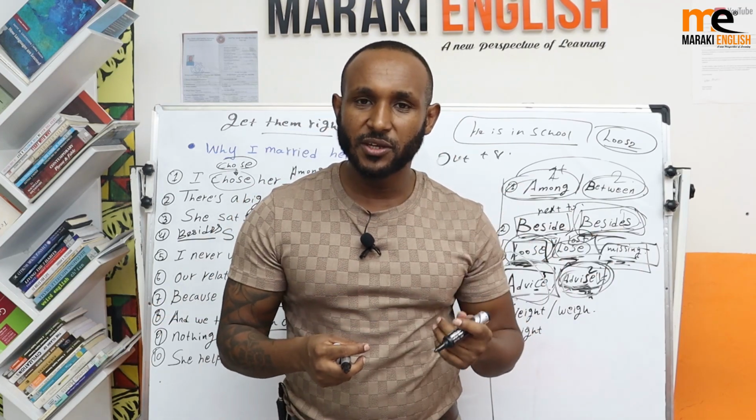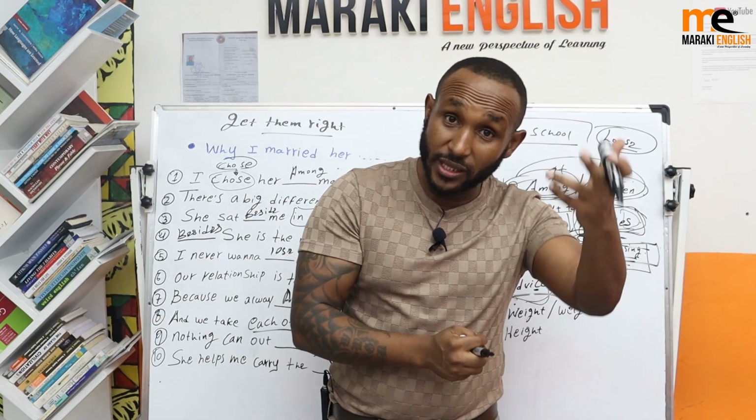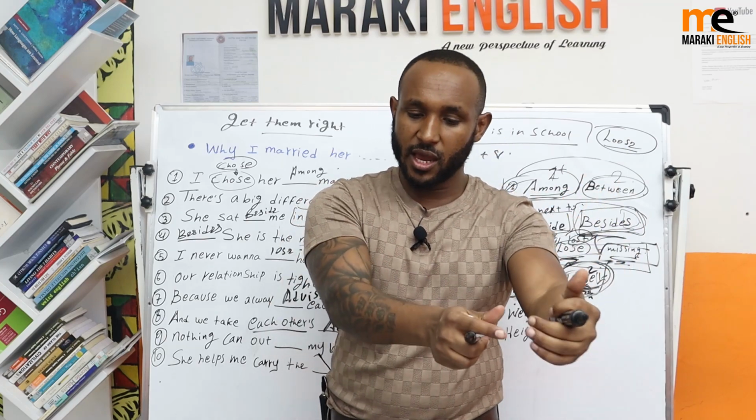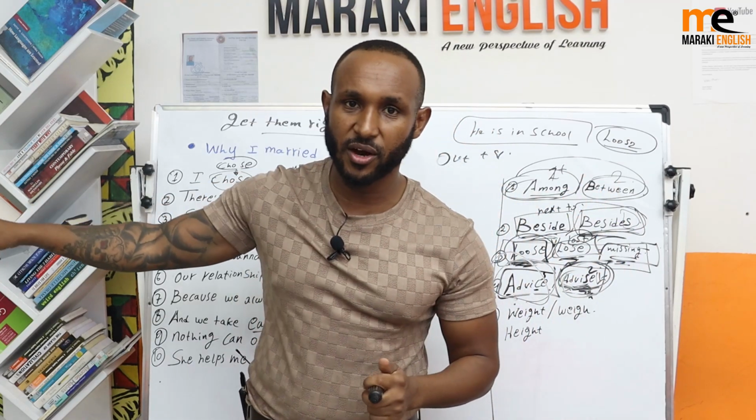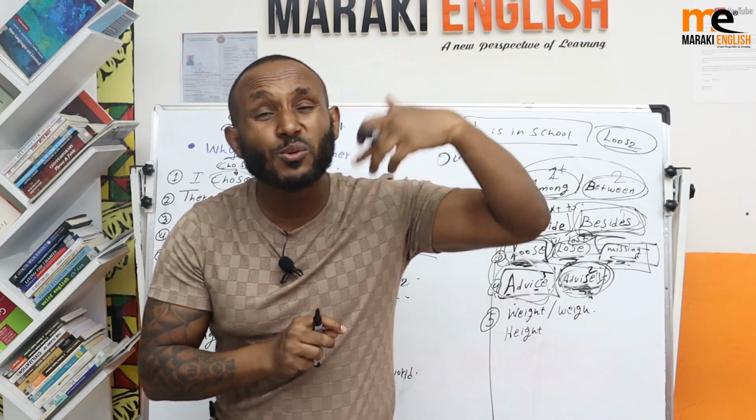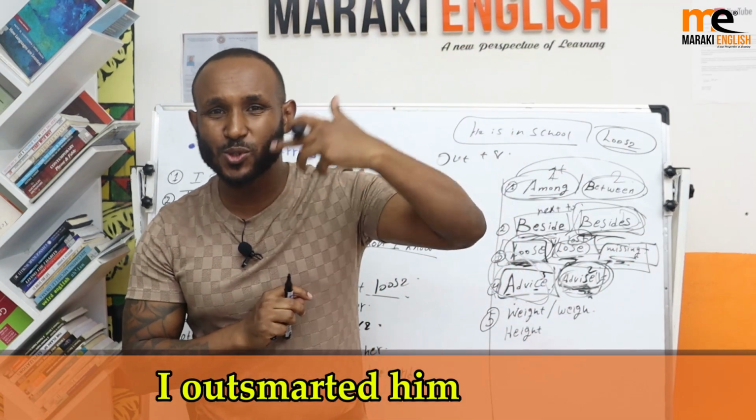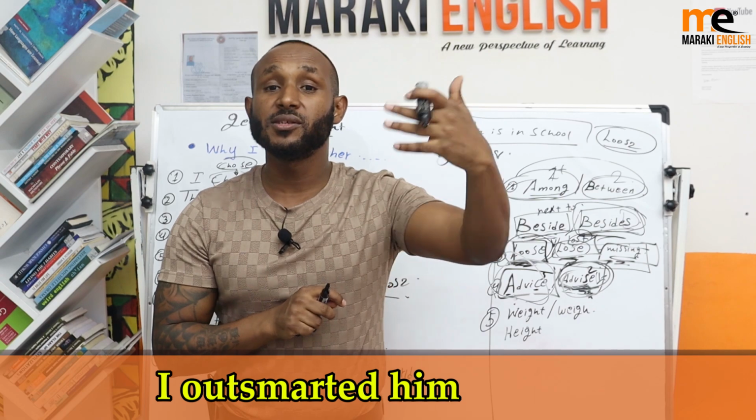Like he's trying to trick me. I said, okay. And I knew that he was trying to trick me. So I said, okay. And I took the money and I disappeared. What did I do? I outsmarted him, okay? To outsmart someone means to become smarter than somebody else.